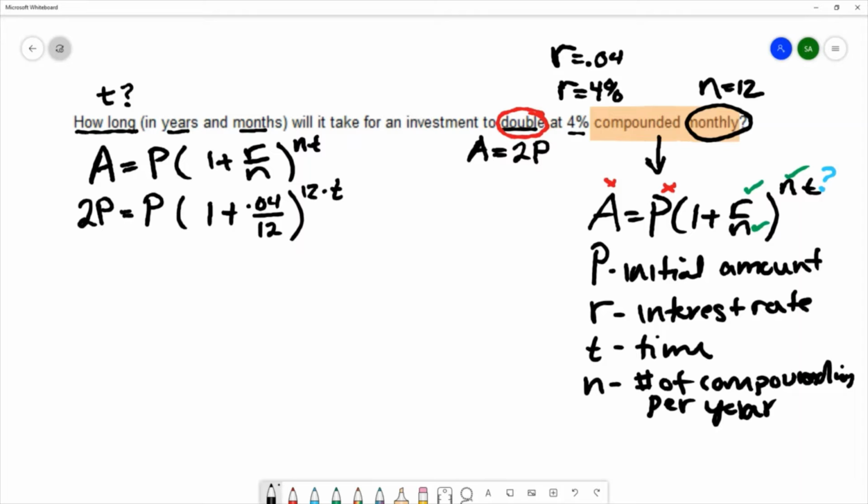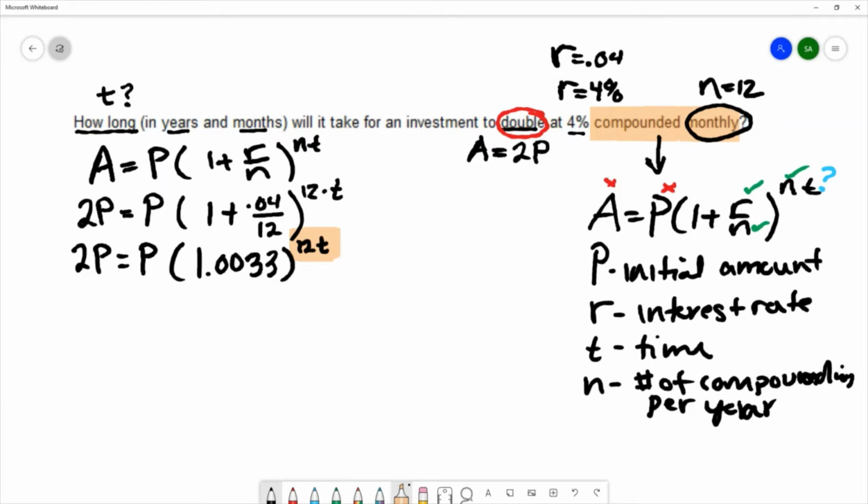I might have to come back to this later because it is a repeating decimal. But for now, I will round it to 1.0033. If there's an issue later on with rounding, we may need to come back and add some more decimals to this spot here. And in the exponent, we have 12t. Now this is an exponential equation. Our goal is to solve for this value of t.